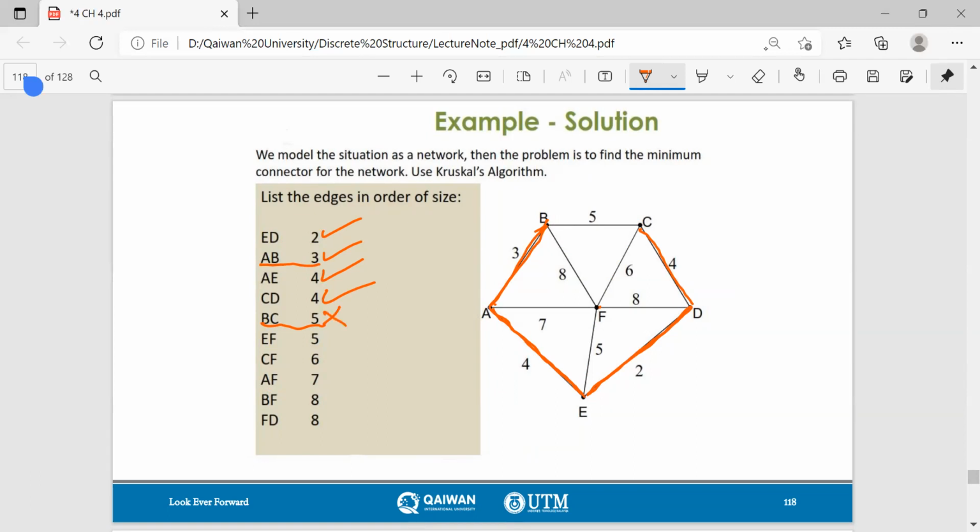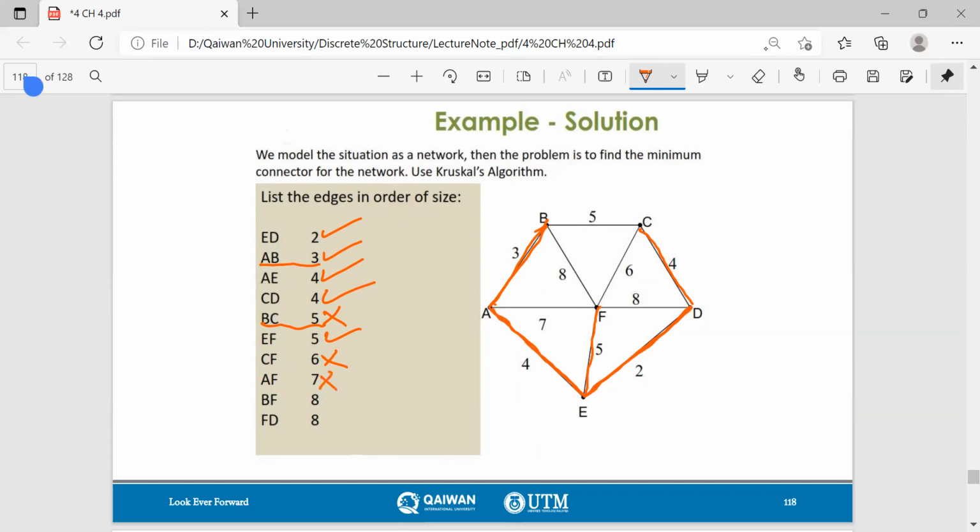Then EF. Yes, we take it. How about CF? This one. If we take this one, we get a cycle. We don't take it. Then AF. AF is this one. Here we get a cycle. This is a cycle. We don't take it.